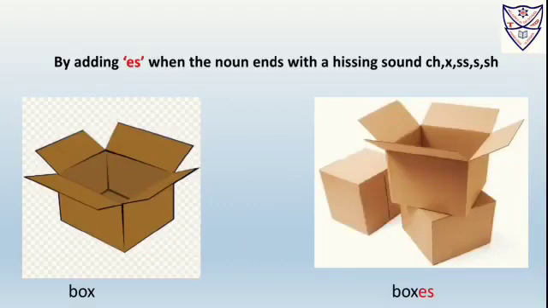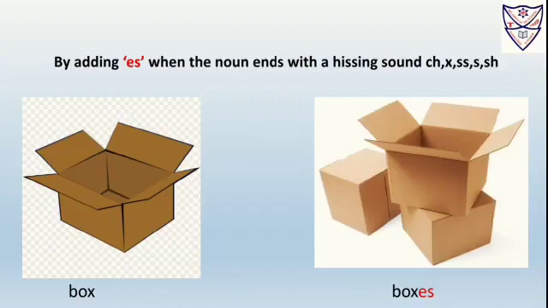Now we go to the next. Now here we can see by adding es to the singular noun which ends with ch, x, ss, s or sh. It means if our noun ends with a hissing sound, like a snake hisses, that is called a hissing sound. So when the singular noun ends with ch, x, double s, s or sh, to make it plural, at the end of the singular noun we will add es.